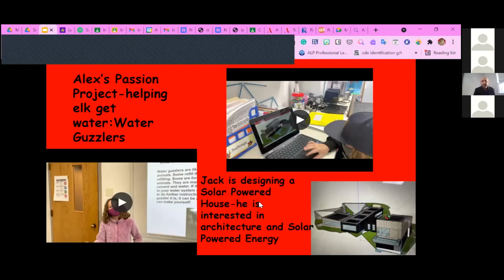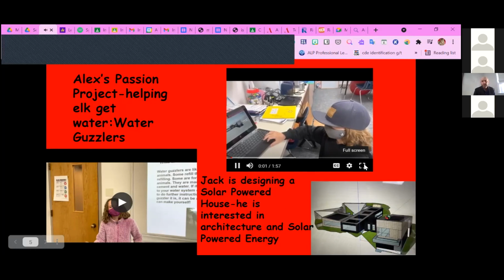Okay, and so she went on to talk about the water guzzlers. And then Jack has created this actual model of a home that he wants to build. His interest is in architecture and solar powered energy. So here is Jack.